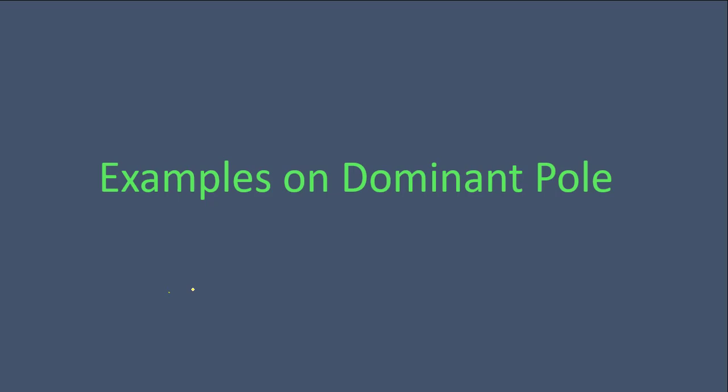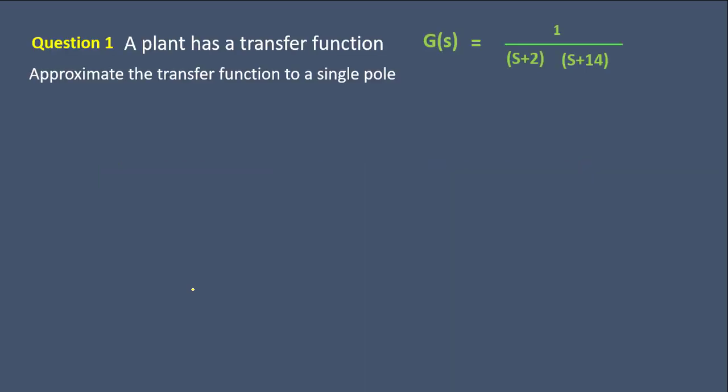In last lecture, we discussed the concept of dominant pole. Now let us see some examples on dominant pole. Our first question is, a plant has a transfer function G(s) = 1 upon (s + 2) into (s + 14). And the question is, approximate the transfer function to a single pole.